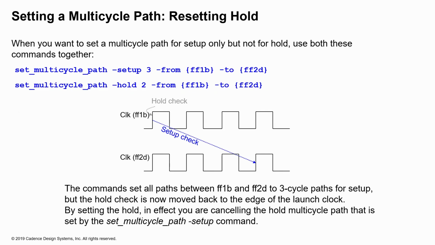So in order to reset the hold for the multicycle path, you would then specify set multicycle path dash hold 2 for the same from and to, and then the hold would actually be done at time 0 back to the launch edge of the launch clock. So in effect, by setting the second multicycle path, you're canceling the effect of the first one for hold.